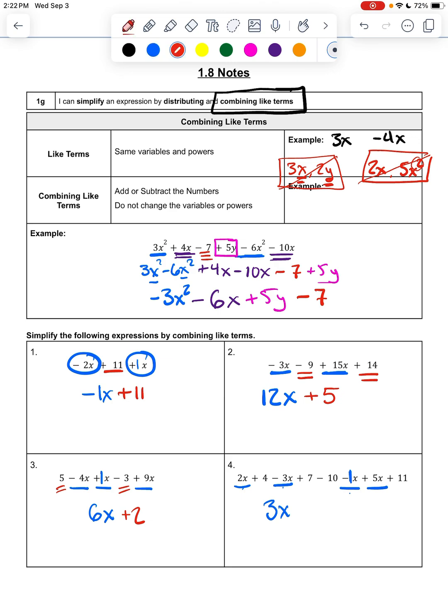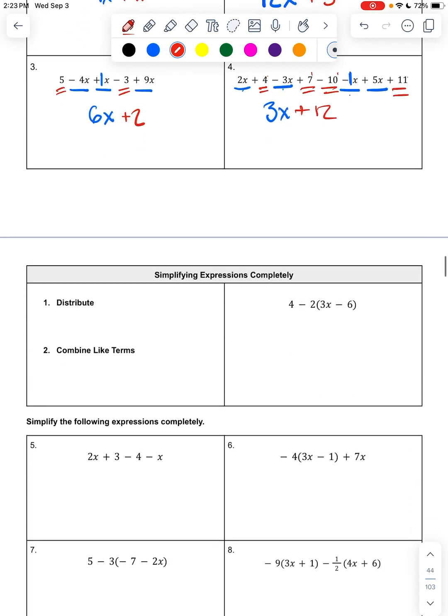Then we look to see what other kind of terms we have. I see a constant, another constant, another constant, and another constant. They are all like terms with one another. So let's add. 4 plus 7 is 11. Minus 10 is 1. Plus 11 is plus 12. Positive 12. Okay. That's how we combine our like terms.